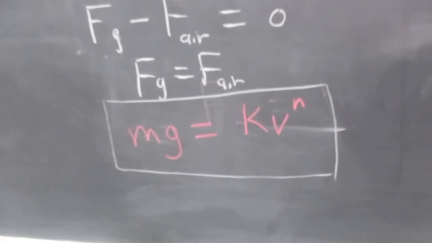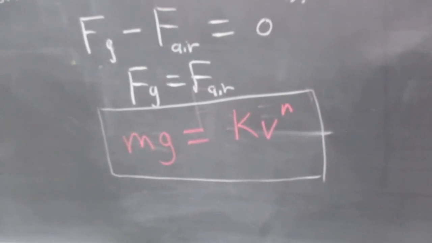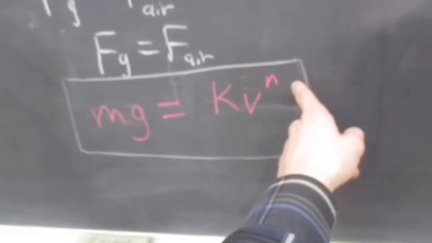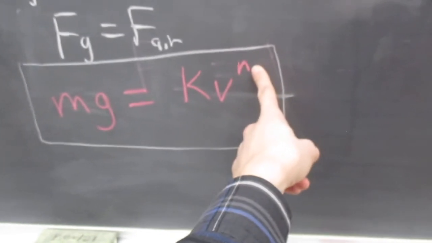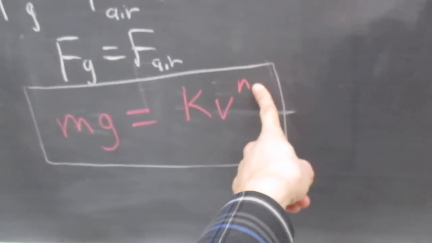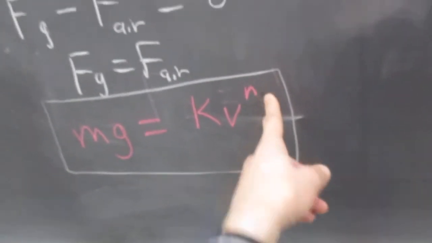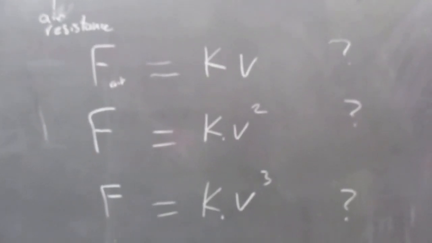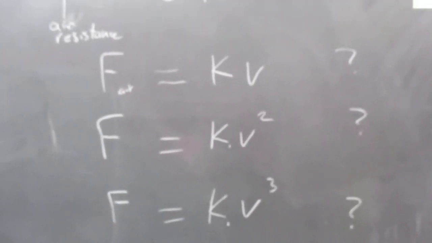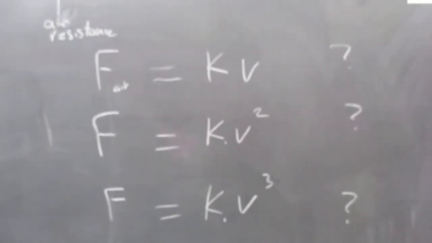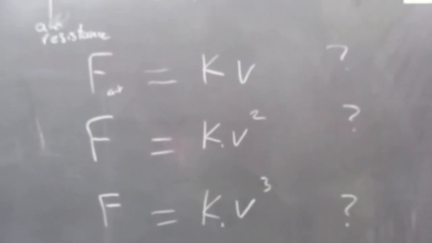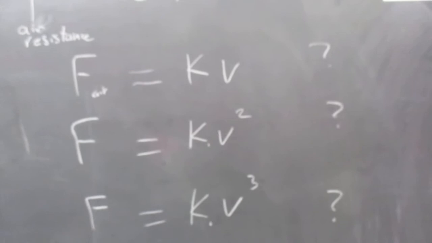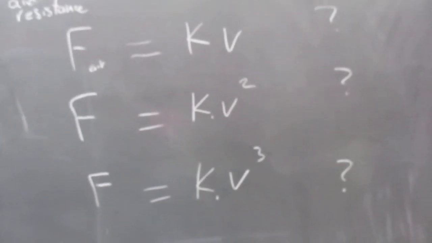Our goal is to find terminal velocity and use that to figure out which model is going to work best, which value of n is going to best describe our data. We're going to look at n equals 1, n equals 2, and n equals 3. Is the force of air resistance more like some constant times velocity, some constant times velocity squared, or some constant times velocity cubed? So we have three possible models.